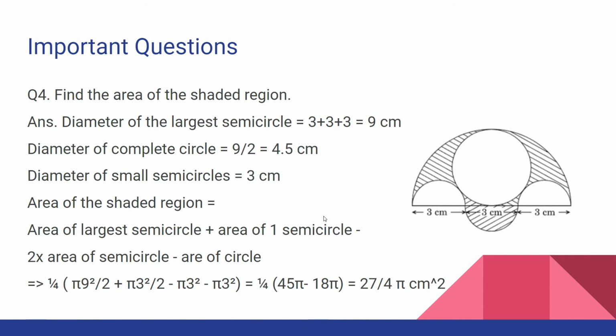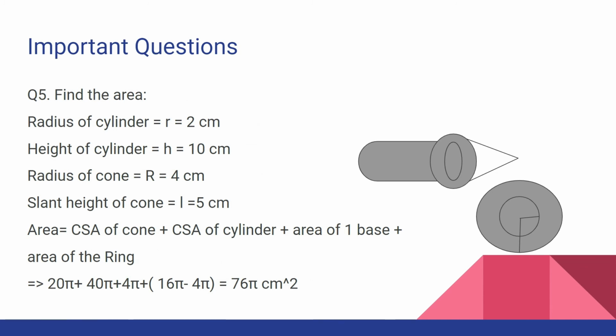So the area of the shaded region will be the area of the largest semicircle plus the area of one semicircle minus twice the area of a semicircle minus the area of the given complete circle, which on calculating will be equal to 27 by 4 pi centimeter square. Next question. In this question we have to find out the surface area of the given figure.